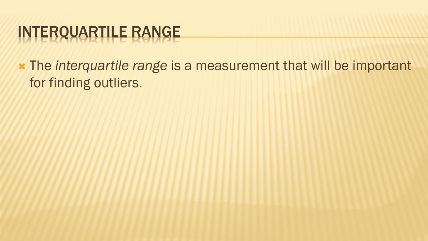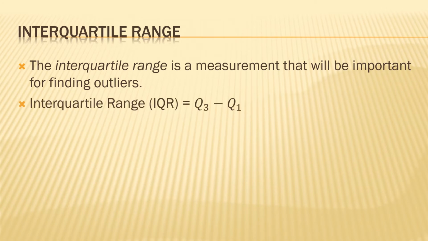The interquartile range is a measurement that will be important to us when we find outliers. The formula for interquartile range, or IQR, is the third quartile minus the first quartile.